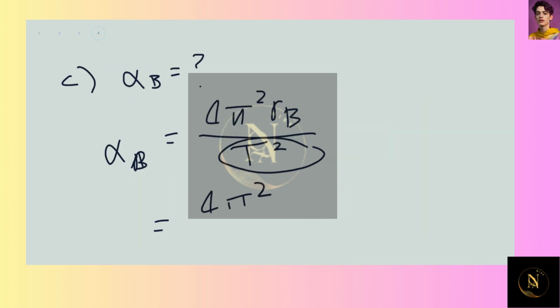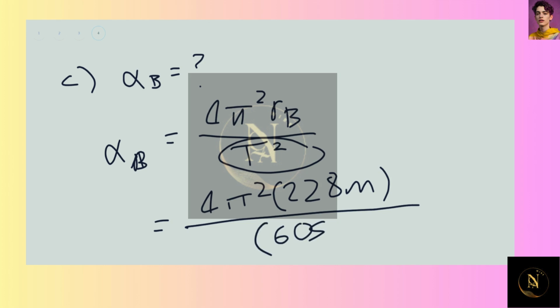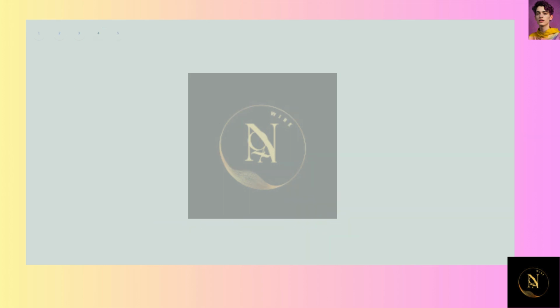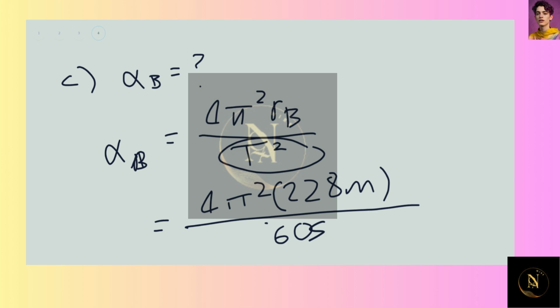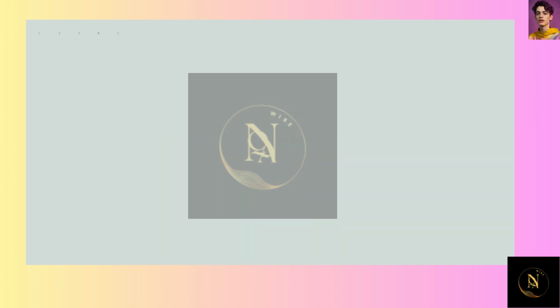So when we plug into this equation, 4 pi squared times R_B, which we just found is equal to 228, all over our seconds squared, which is 60 seconds, we get that our angular acceleration at point B is 2.50 meters per second squared, which is our answer for part B.